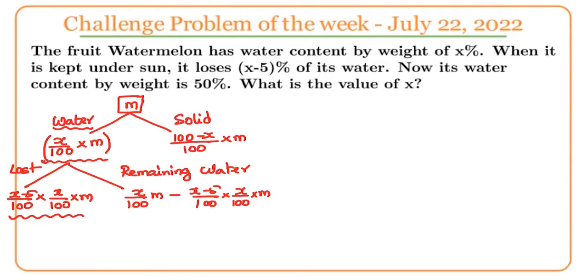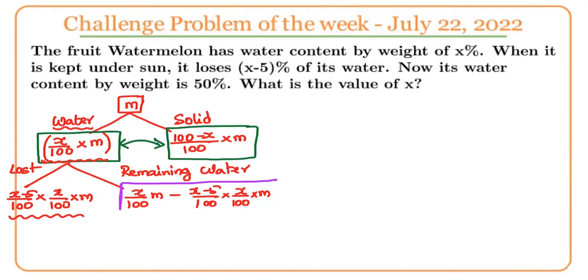All right, now if you look at this tree diagram, what we have here is the original water content, and what we have here is the solid. So initially this fruit that had mass m was made of these two, water and solid. And then after keeping it under sun, some amount of water is lost, and then the remaining water content is this. So now the fruit is made of this water content and this solid. The solid, of course, remains the same.